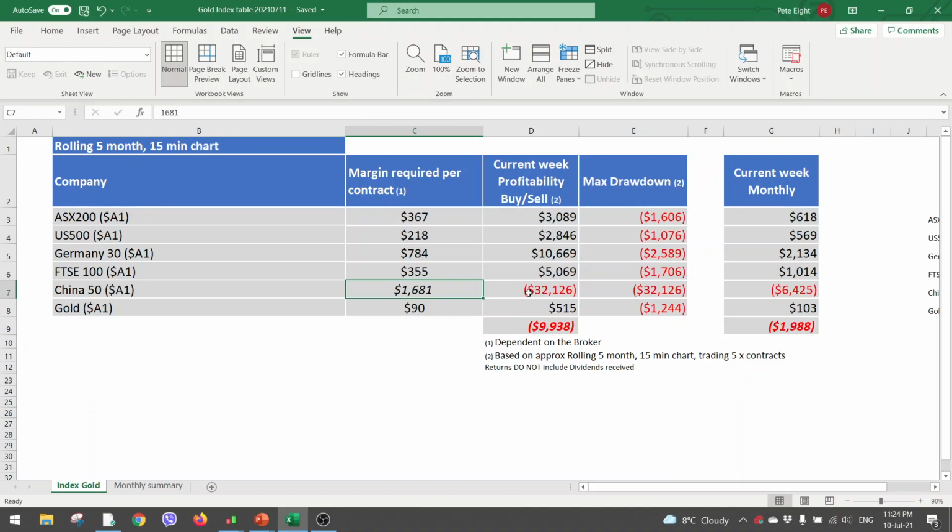But again, let's see how it performs next week, whether the China market falls further or whether it continues in a bit of an upswing and recovers our profits. Okay, I hope that's giving you some indication of the pros and cons of trading CFDs and indices.